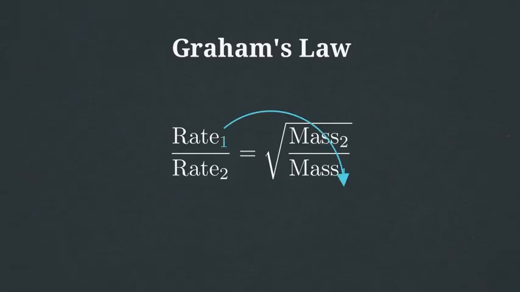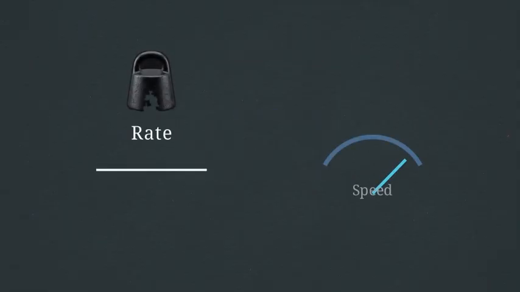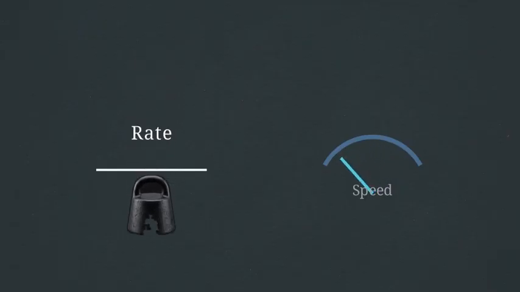If gas 1 is on top of the rate fraction, its mass must go on the bottom. This inversion reflects the physics. A larger mass in the denominator of the equation results in a smaller overall rate of speed.